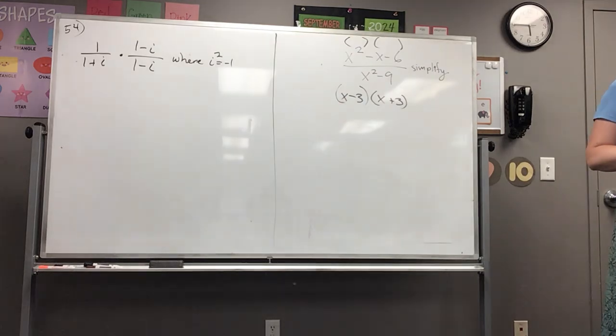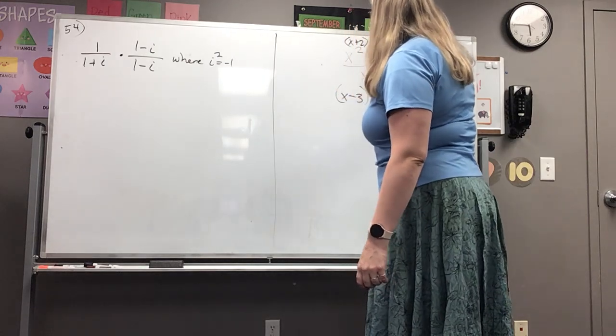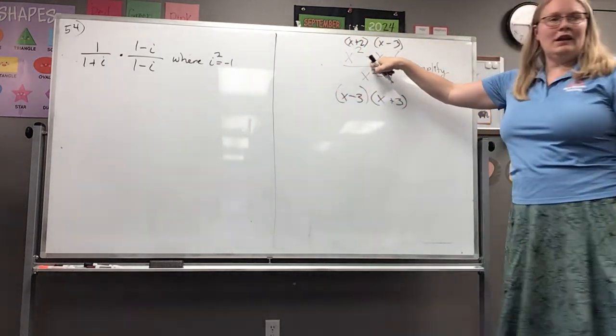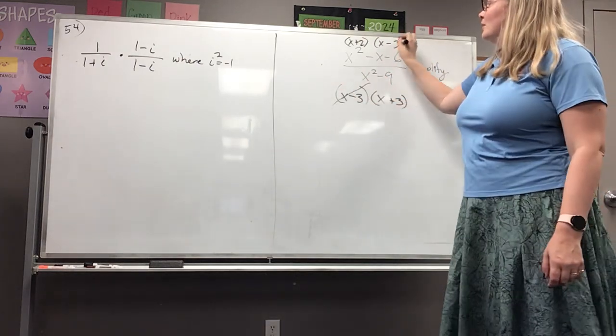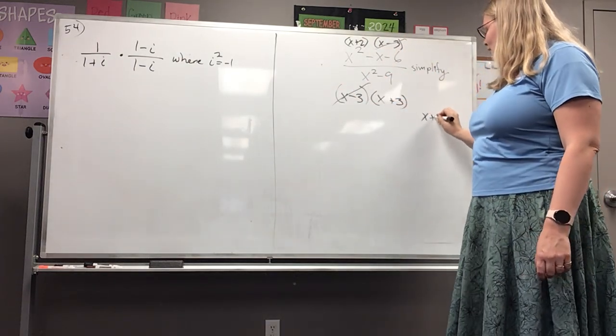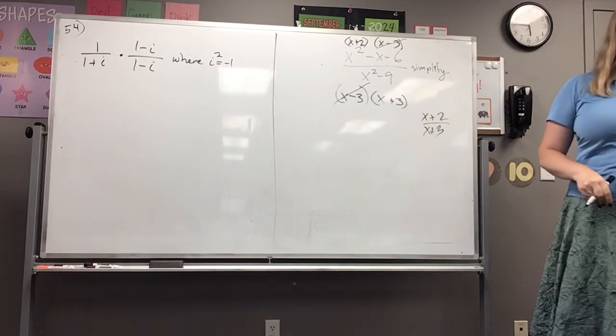Which one's going to be the positive one? X plus 2 and x minus 3 in order to get that negative in the center. And so the x minus 3's cancel, and we have x plus 2 over x plus 3.